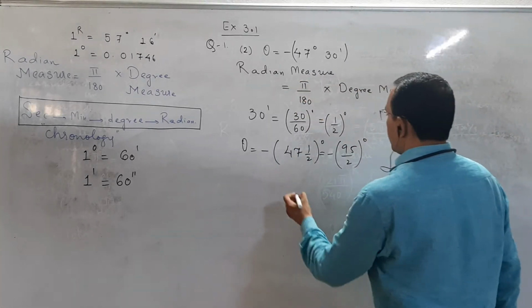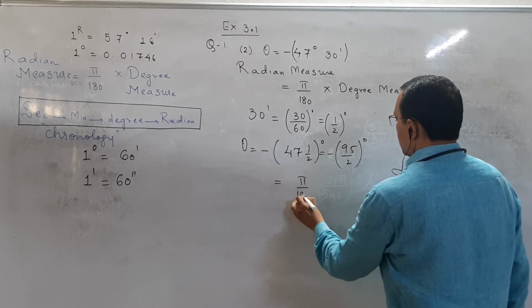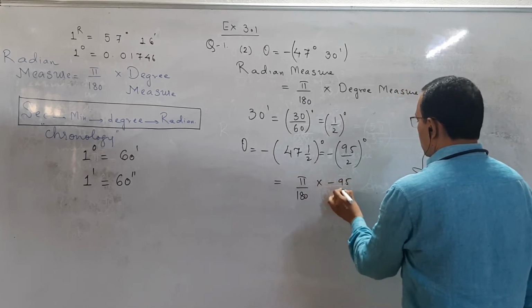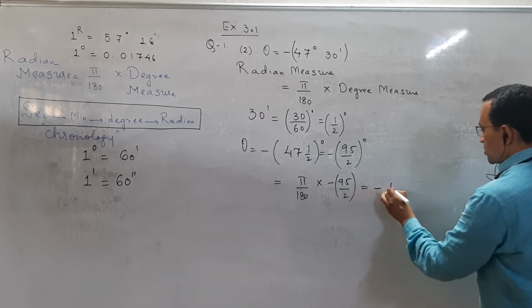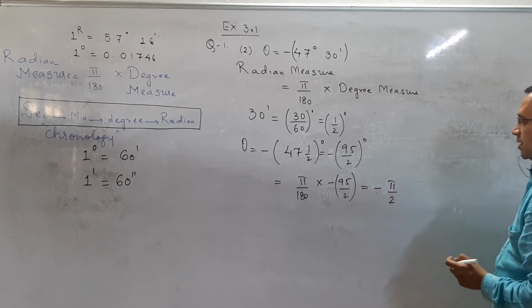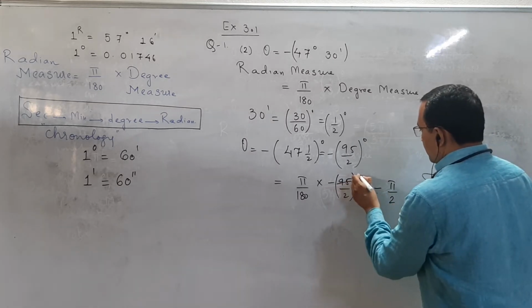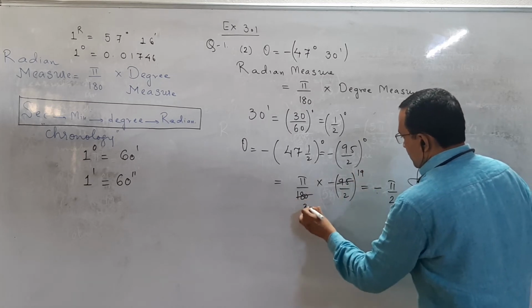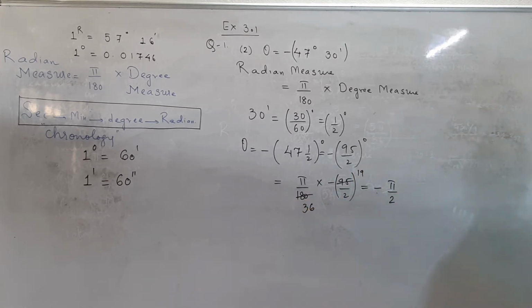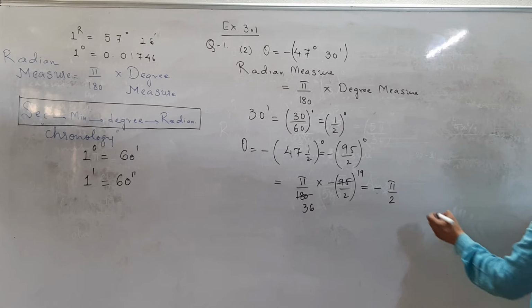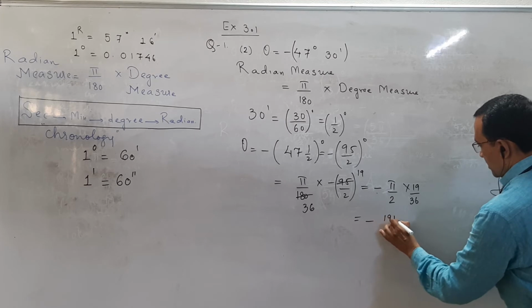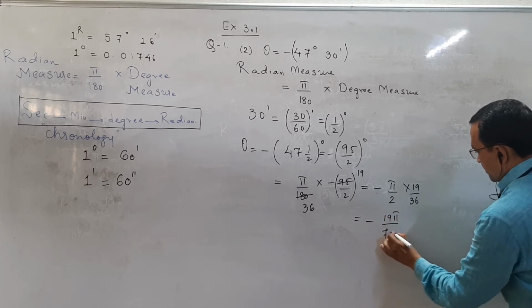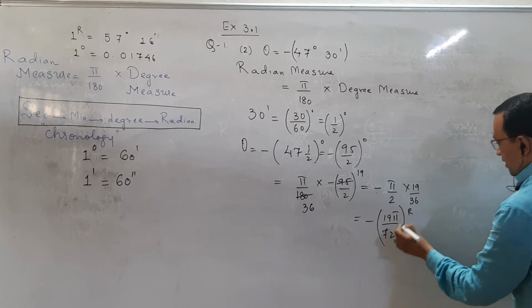Now finally the radian measure is pi by 180 into degree measure. So keeping the negative sign outside, writing pi by 2 first, cancelling by 5: 5 19s are 95 and 5 36s are 180. So this will be 19 upon 36, so the final answer is 19 pi by 72 radian.